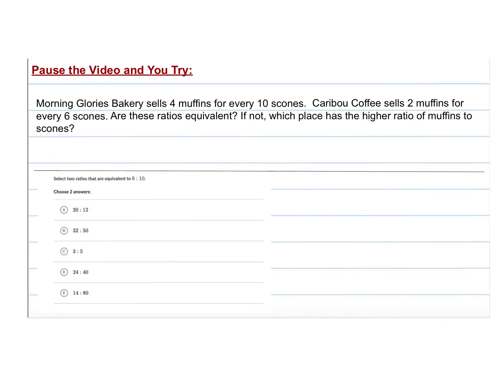I'm going to have you pause the video once again and try these 2 problems that you can practice finding equivalent ratios on, and then come back and check your work.